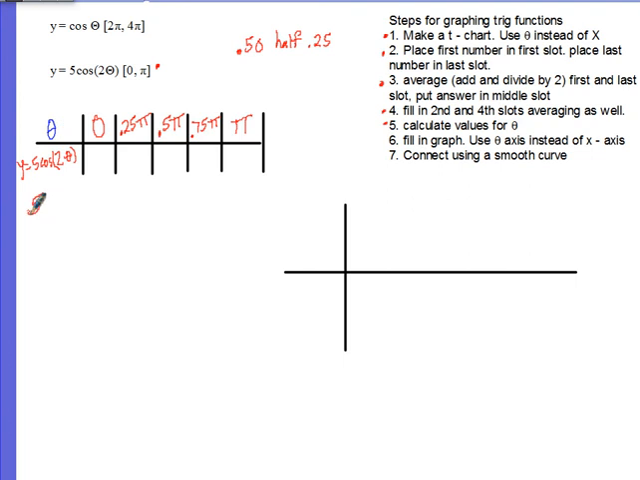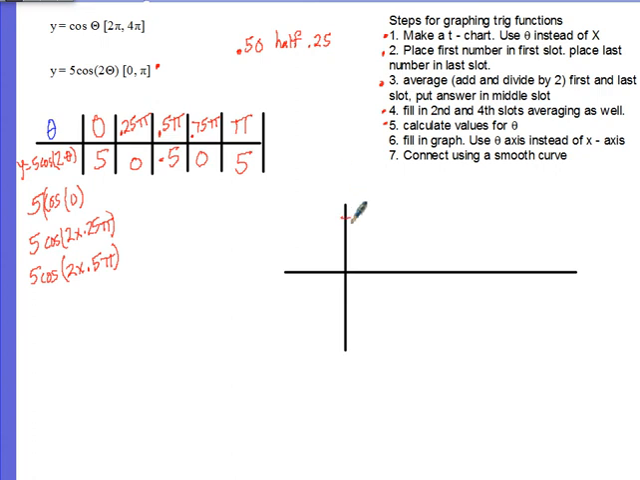So this is going to be 5 cosine, and then 0. And then that's going to be 5 cosine 2, and then put this in parentheses, 2 times 0.25 pi. This is going to be 0. I have 5 cosine 2 times 0.5 pi. This is going to be negative 5, 0, 5.